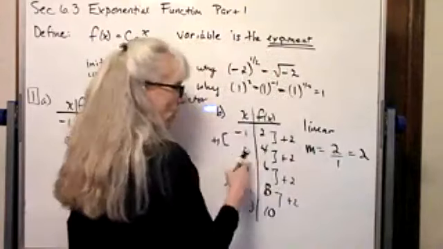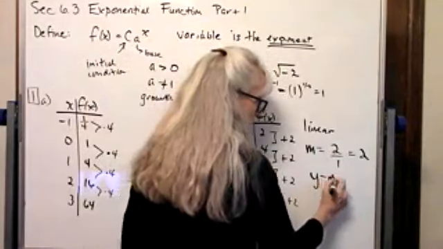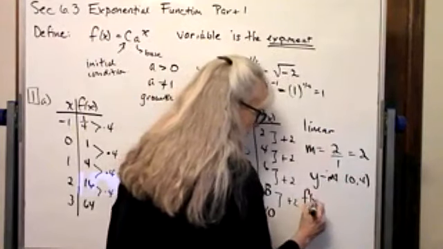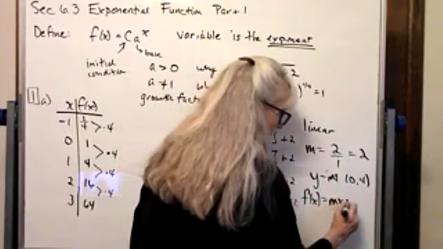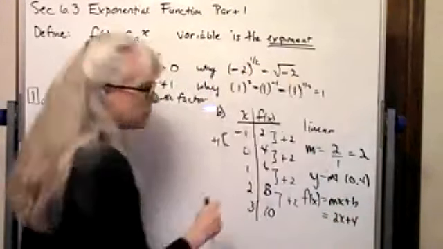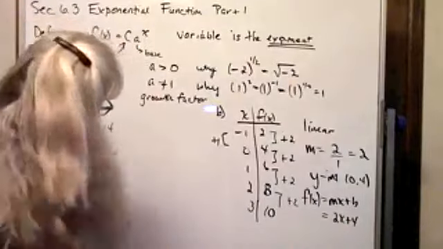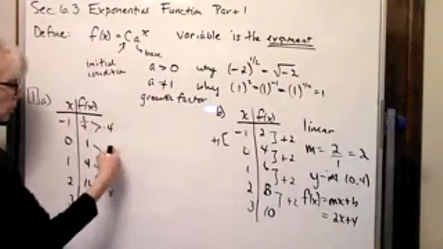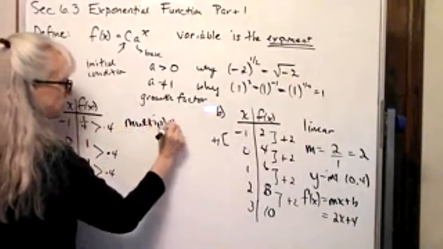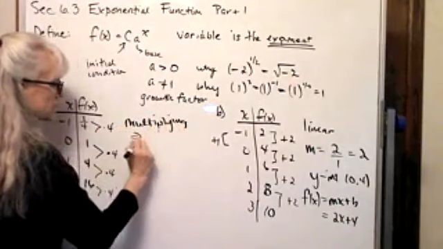And they even gave me the y-intercept. The y-intercept is sitting over there at 4. So we can go straight into f of x equals mx plus b format. So that would be 2x plus 4. So as a linear function, that was pretty straightforward. Now back over here, because we are multiplying, this multiplying is what tells me this is an exponential function.